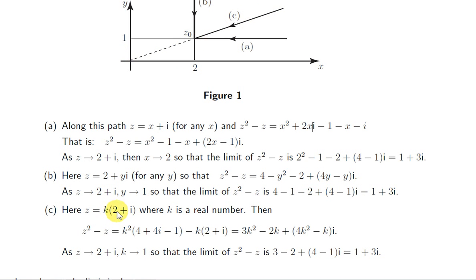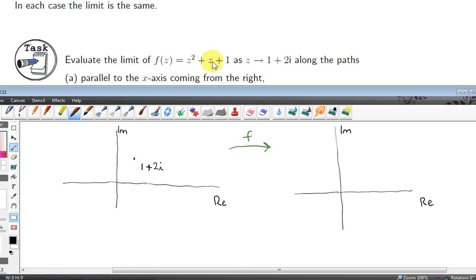Anyway, let's get f of z. So we just plug this in to z squared minus z, work it all out and simplify it here, and we want to take the limit as z approaches z0. To do that, we just let k approach 1. So we take the limit of this expression here as k tends towards 1. Since this is a continuous function of k, we can just plug 1 into this, and again we get 1 plus 3i.